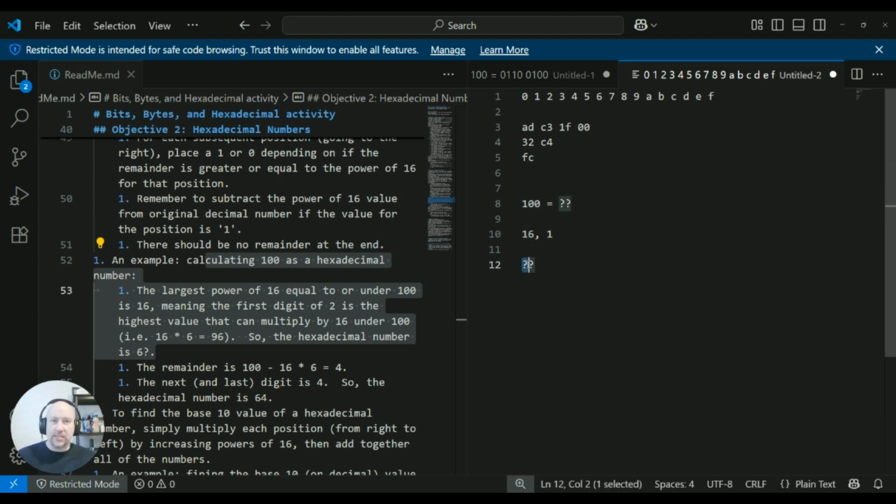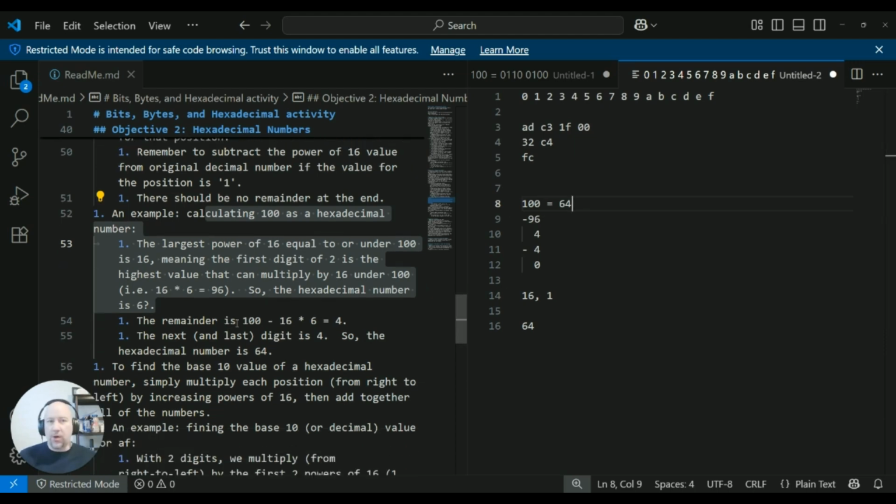How many times does 16 go into 100? Turns out it's 6. So 6 times 16, we're going to need to get the remainder again, or the difference. So we'll say minus 96. 6 times 16 is 96. That leaves 4. So our 1's digit: is 1 less than or equal to 4? Yes, it is. How many times does 1 go into 4? 4 times. 4 times 1 is 4. Let's just confirm that we do end up with 0. So 64 is the hexadecimal number for the decimal number 100. So there's our example of going from decimal to hexadecimal.